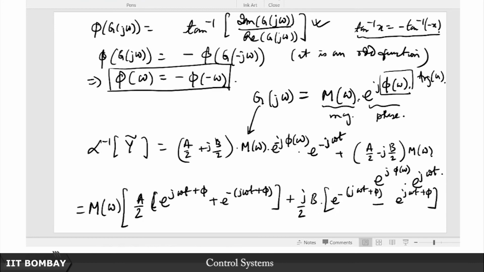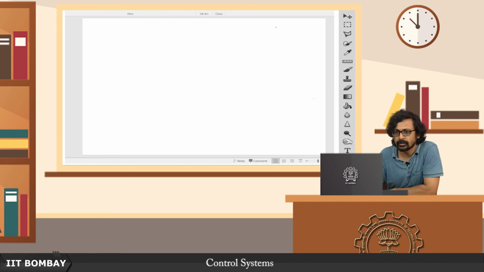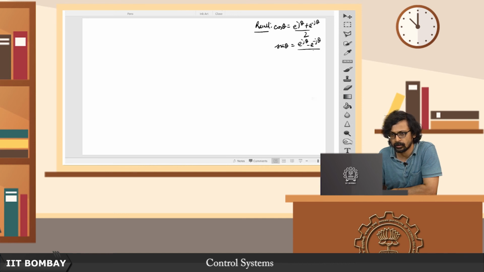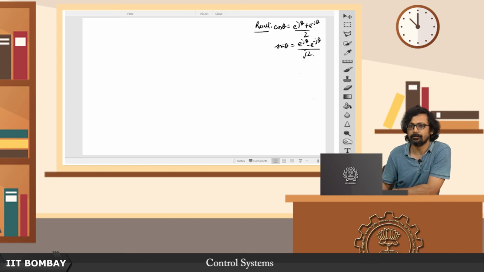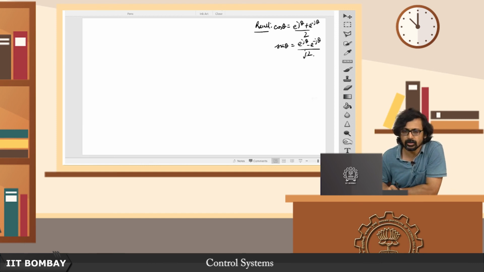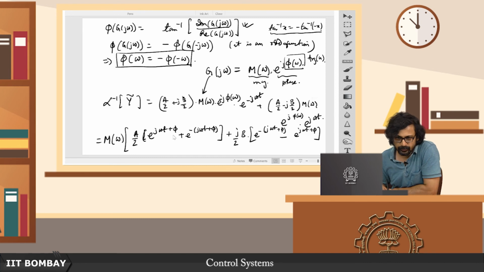Now recall again that cos theta is equal to e to the j theta plus e to the minus j theta upon 2. And sin theta is equal to e to the j theta minus e to the minus j theta upon 2j, or j times 2, it is all the same. We are now going to make use of this.